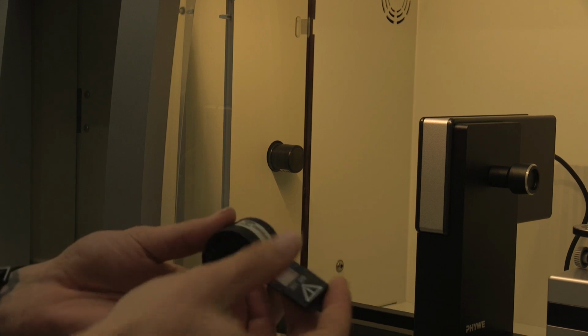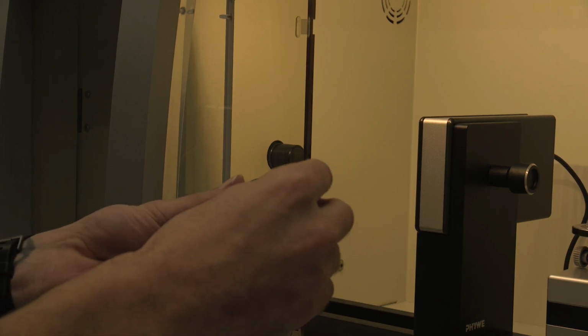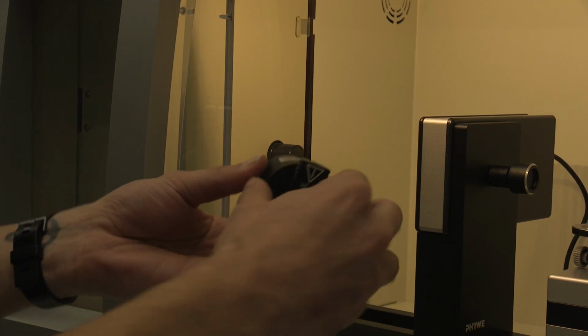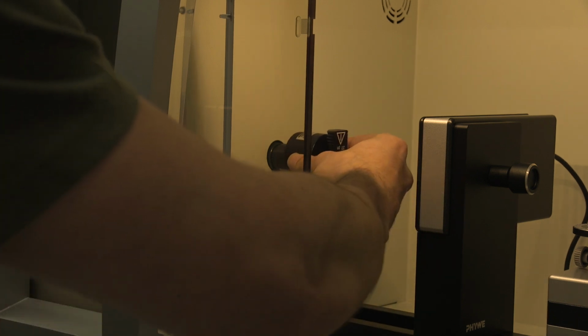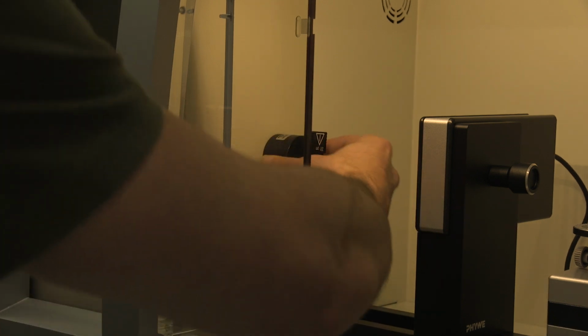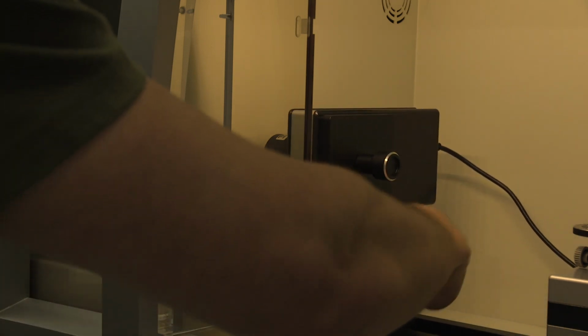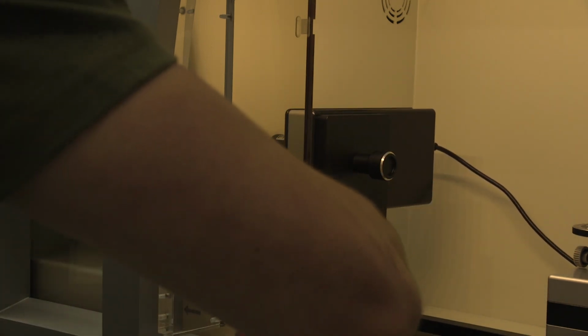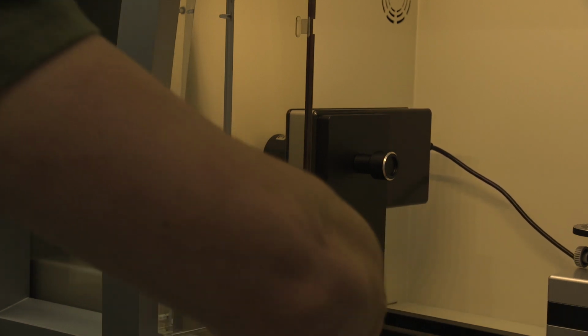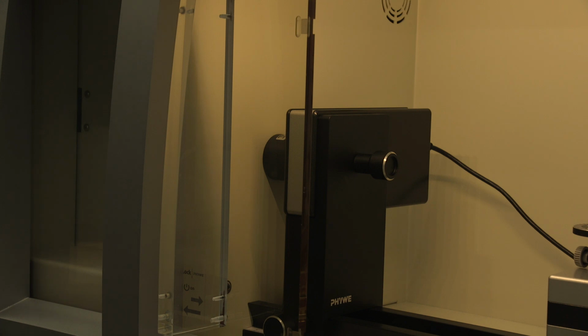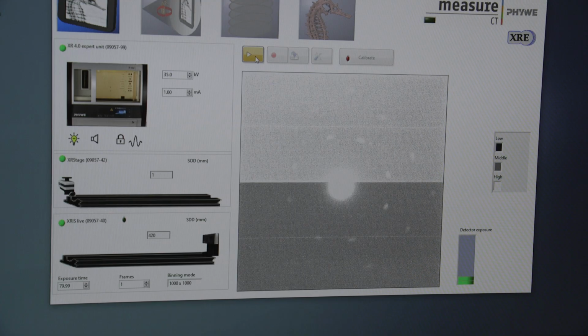Now we insert the crystal onto the diaphragm and put it back in. As you see, we're starting to observe the Laue diffraction pattern.